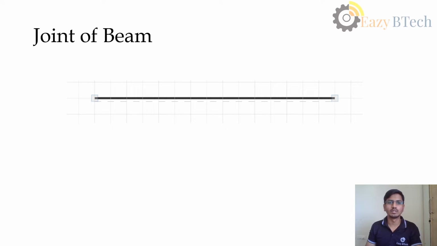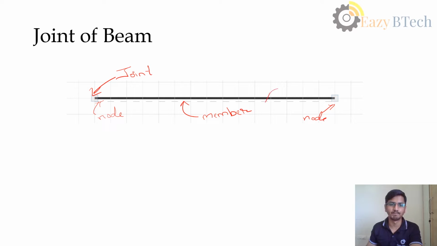So before entering into the degree of kinematic indeterminacy, let us understand the joint of a beam. We all know that a beam has two parts. One is joint and another is member. So a member comprises two joints. In the software we deal with this one as a node and this one as a node, and this one as a member.